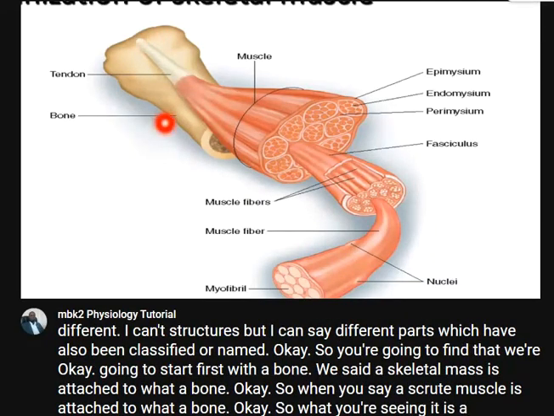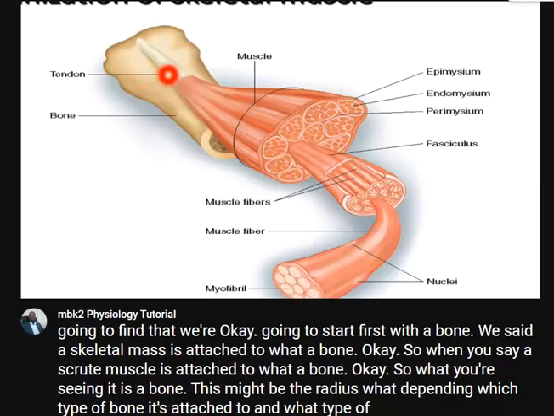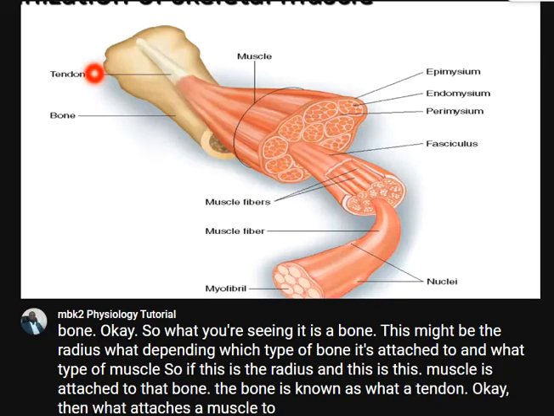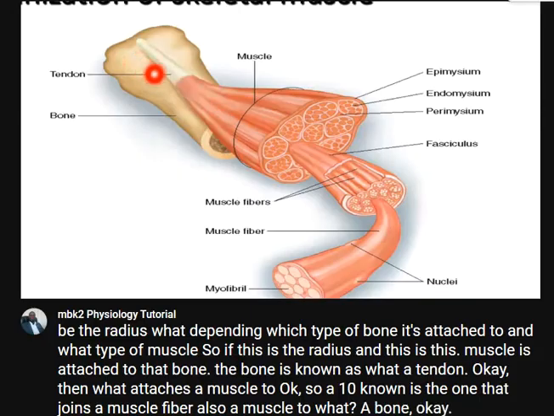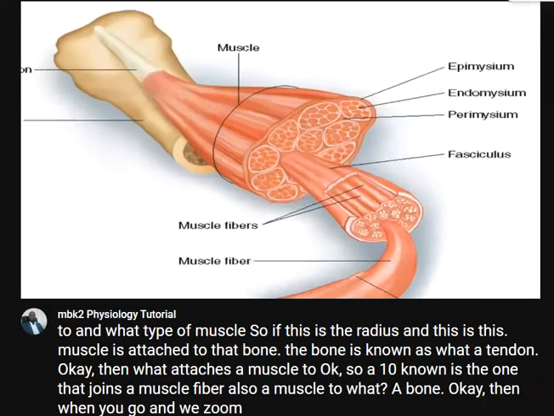This might be the radius or another bone, depending on which type of bone it's attached to and what type of muscle this is. So if this is the radius and this muscle is attached to that bone, then what attaches a muscle to the bone is known as what? A tendon. So a tendon is the one that joins a muscle to what? A bone.